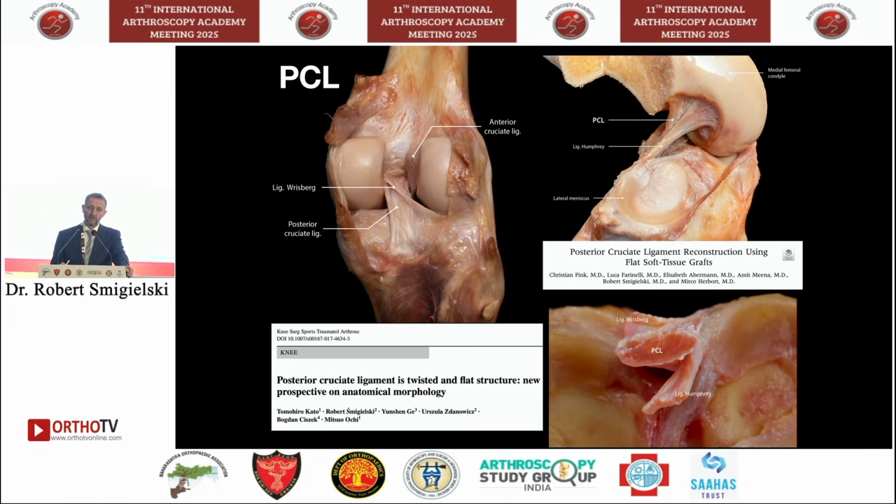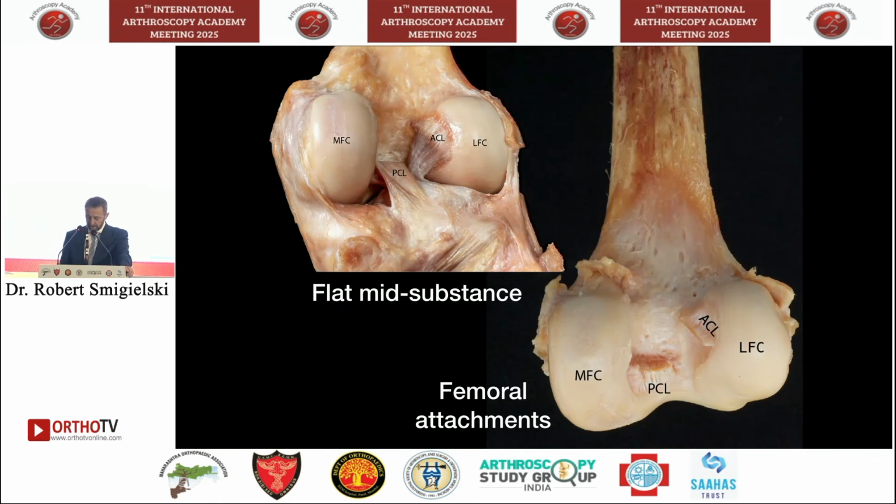It could be oval, but it's not round. And if you look from the back, this is the posterior part. You can see here very nice PCL. This is the ACL here, and you can see on this picture here that the PCL is also not so round.